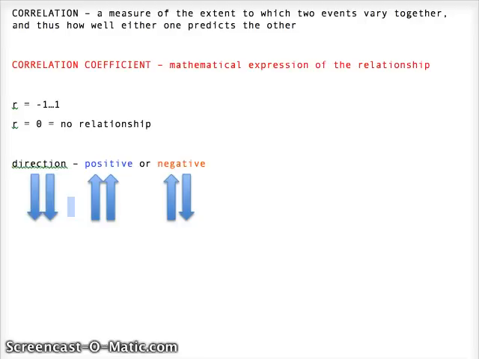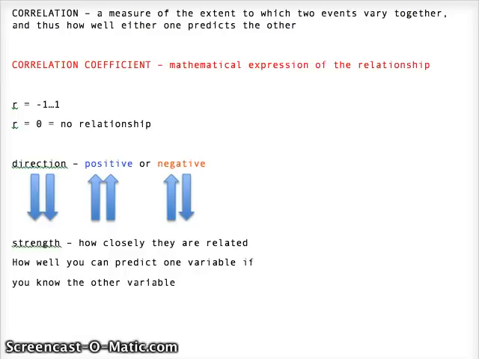The other thing you can tell is the strength, which is how closely they are related. It's basically how well you can predict one variable if you know the other variable. So the stronger the correlation, the better you can predict one if you know the other. The way you tell the strength of a correlation is the absolute value of the number.